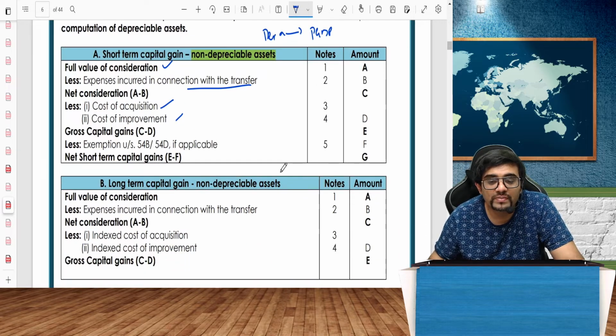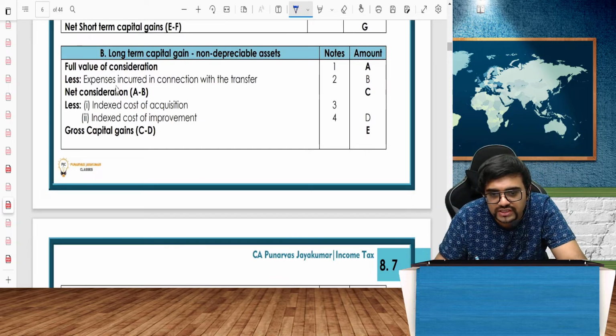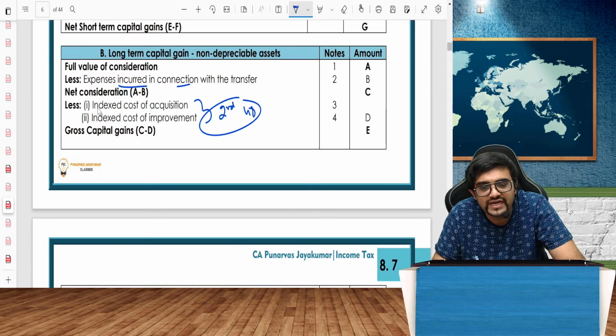Exemption under 54B, 54D will come. Net short-term capital gains. Ultimately, I should do long-term capital gain, non-depreciable assets. Full value of consideration. Now, guys, the second proviso to section 48 will come. What is that, my dear friends?